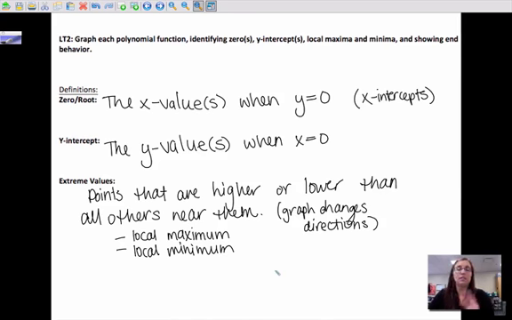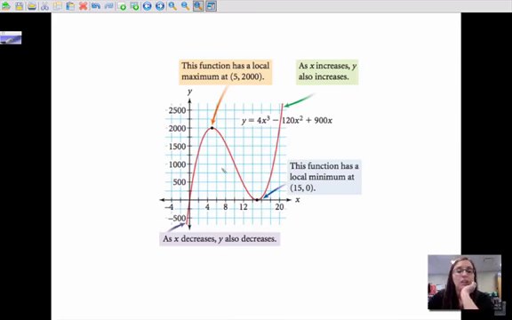So local just means right in that one spot. The graph might go higher than that, but in that area, the points near it, it's a maximum or a minimum. So let's just look at this graph here. This graph has a local minimum at (15, 0) and a local maximum at (5, 2000). You can see that when you're looking at the graph, it does go higher than that point, but at that spot, that is a local maximum, and at this spot, it's a minimum. All the points around it are higher than this point, so this is a minimum. All the points around this one are lower than that one, so that's a maximum.